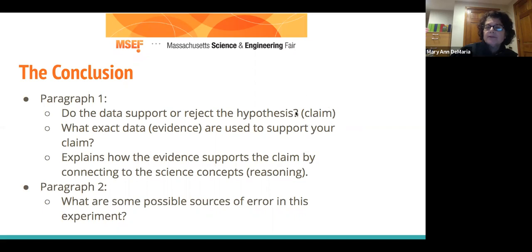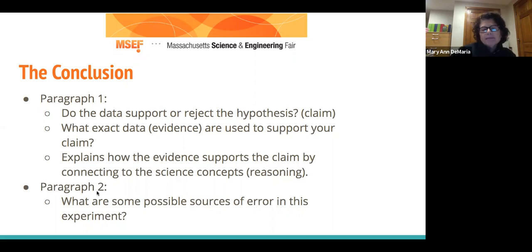So that's their claim. So now we're connecting to claim, evidence, and reasoning. What exact data are used to support your claim? If you're saying the data support the hypothesis, what exact data are you using to support that claim? And then you also have to explain how the evidence supports the claim by connecting to the science concepts, and that's your reasoning. So anybody doing claim, evidence, reasoning, it's kind of embedded right in your first paragraph.